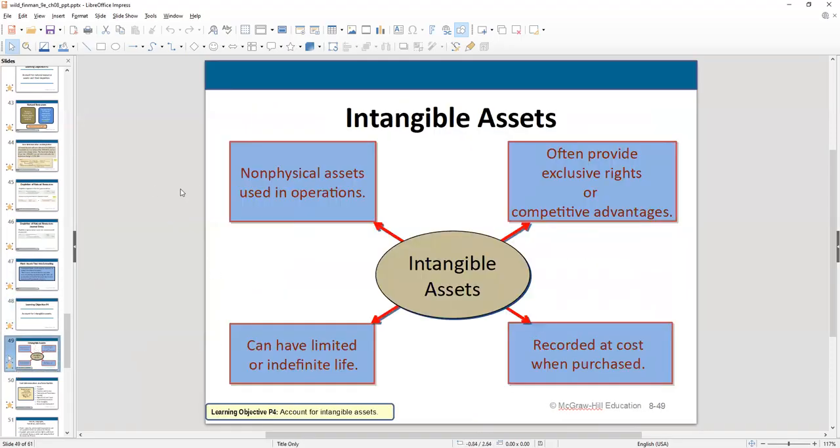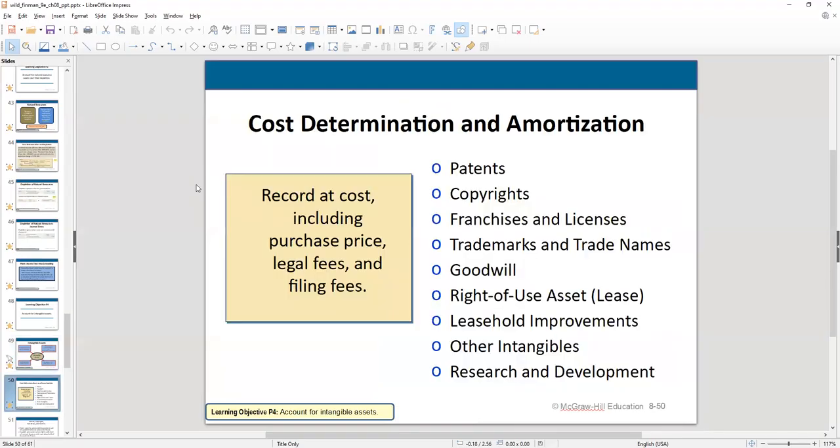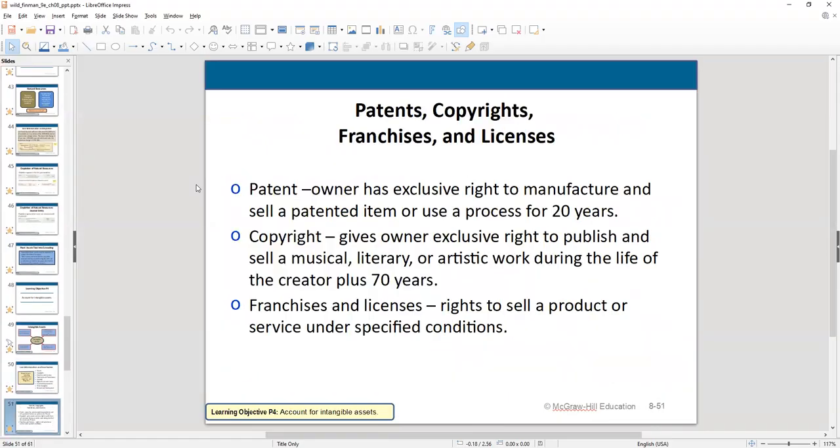So what are intangible assets? You use intangibles every day. You use software, you read books, you listen to music, copyrights, patents, licenses. These are all intangible assets. They get recorded at cost when you buy them. And they have either a limited or indefinite life, but in most cases, they have a limited life. So again, these are the examples that I gave you. I won't review the list.